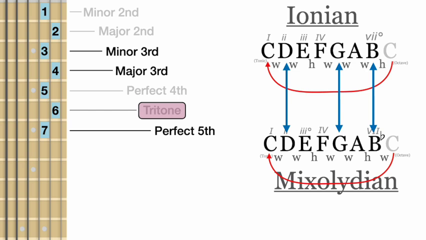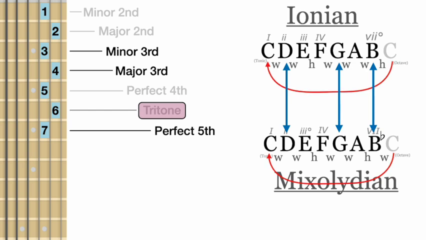Now, from B to C, it's going to be a half step in Ionian at the top, and from B flat to C, it's going to be a whole step in Mixolydian down at the bottom. And really, that doesn't matter to us anymore because it's a fourth, so we're not really worried about the fourths, right? We're just moving on past the fourths.